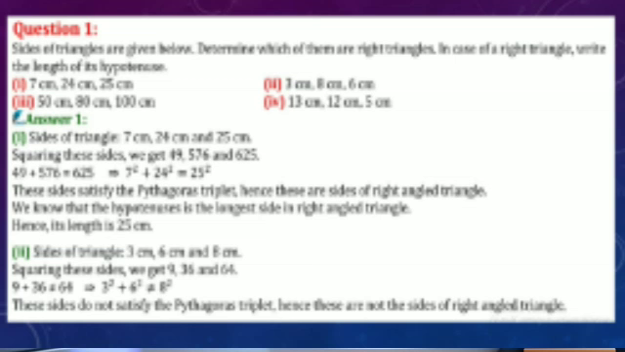Dear stars, the very first question of your exercise 6.5 is: the sides of the triangle are given below. Determine which of them are right triangles. In case of a right triangle, write the length of the hypotenuse. Students, clearly hypotenuse is the largest side.